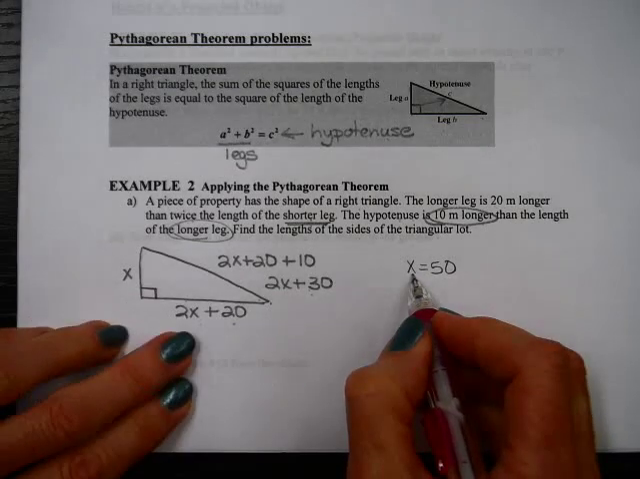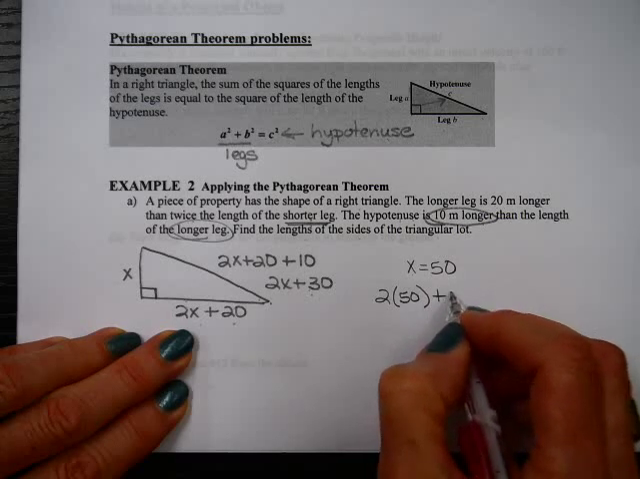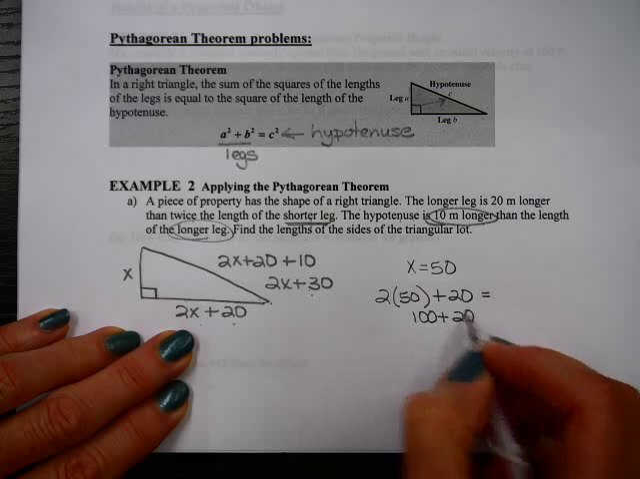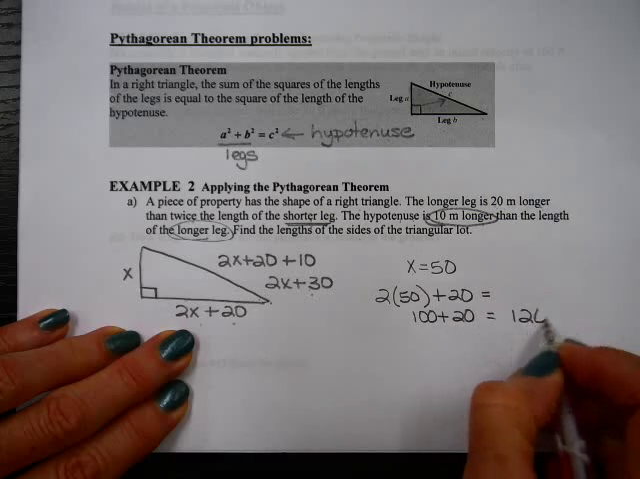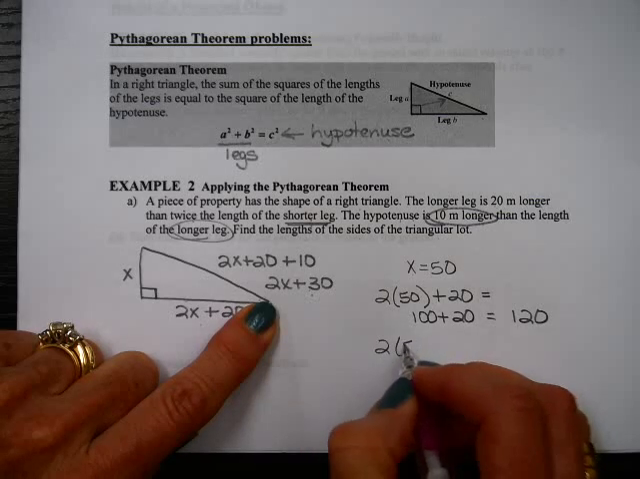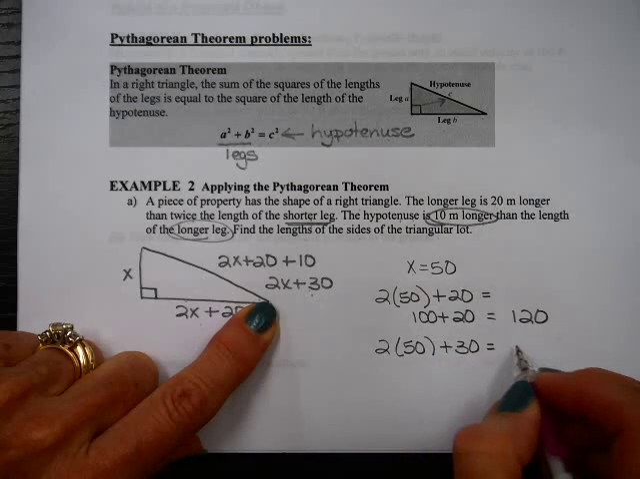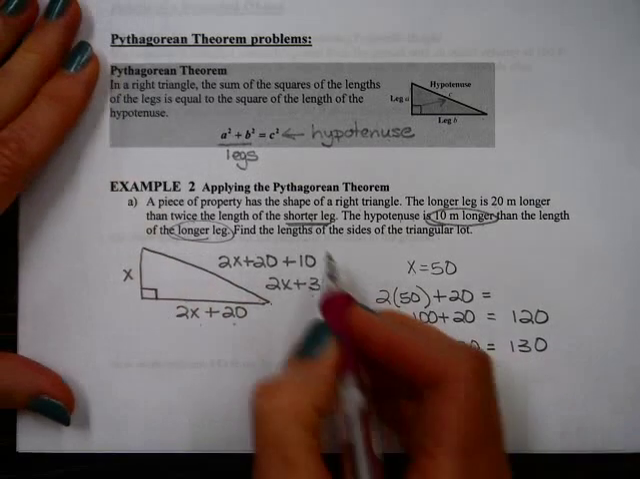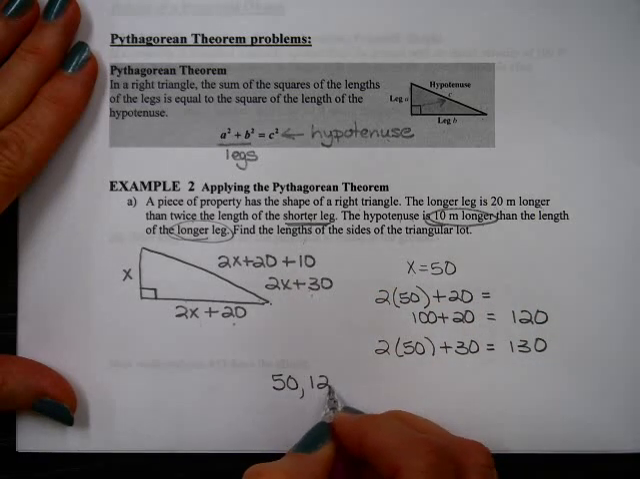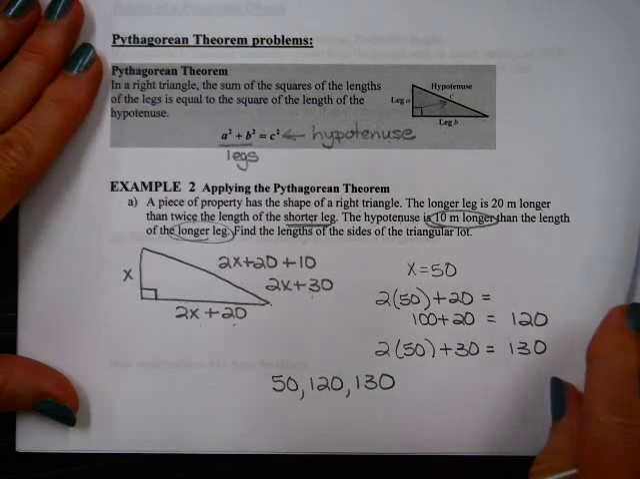If we know x is equal to 50, then for the other leg, 2 times 50 plus 20 is going to give us 100 plus 20, which gives us a side of 120. And then for the hypotenuse, that's 2 times 50 plus 30. That is going to equal 130. So the lengths of all three sides, the answers would be 50, 120, and 130. Okay?